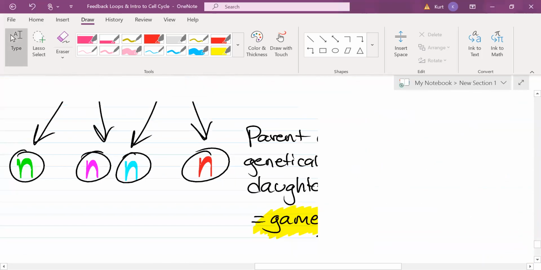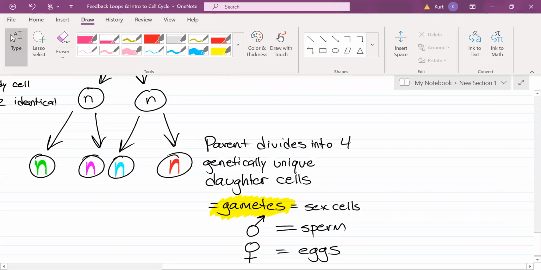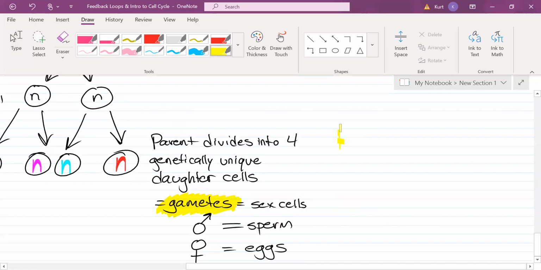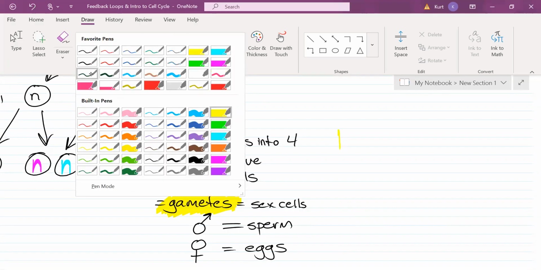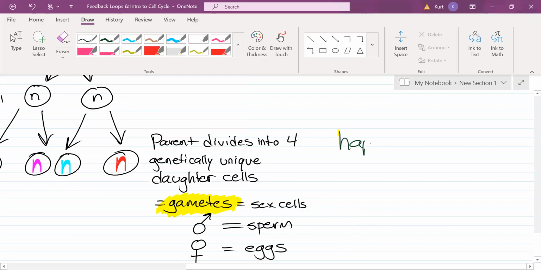Anybody remember what they stand for from freshman bio? Diploid is 2 chromosomes per pair. What is the word for 1 chromosome per pair? No one knows? Haploid. The symbol for haploid is lowercase n. This basically means 1 chromosome per pair.